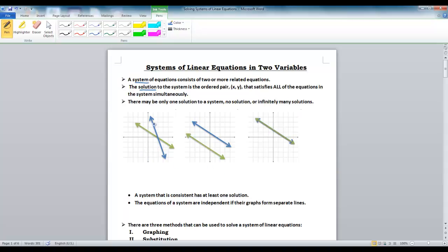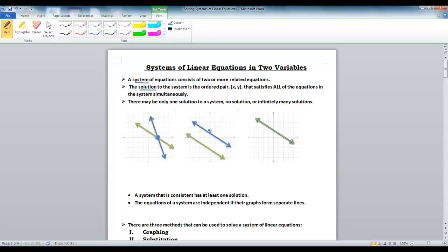In this graph, we see two separate lines that cross in a single point. This point is on both lines, which means it works in each equation. This is a system that has just one solution.